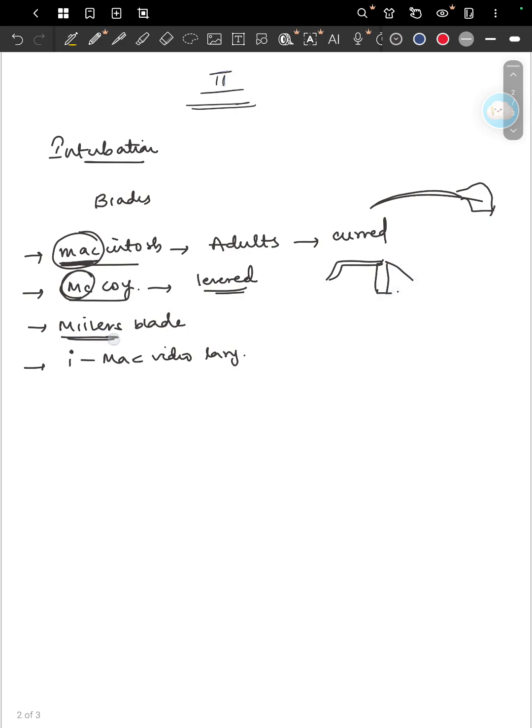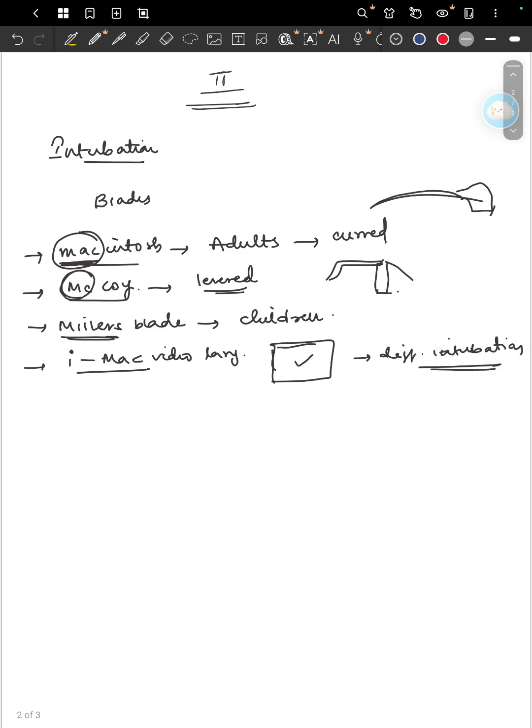Now we have Miller's, and it is used in children. Then we have iMac, which has a screen like thing and we'll be seeing things clearly. So it is used for difficult intubation. So these are the types of intubation blades.